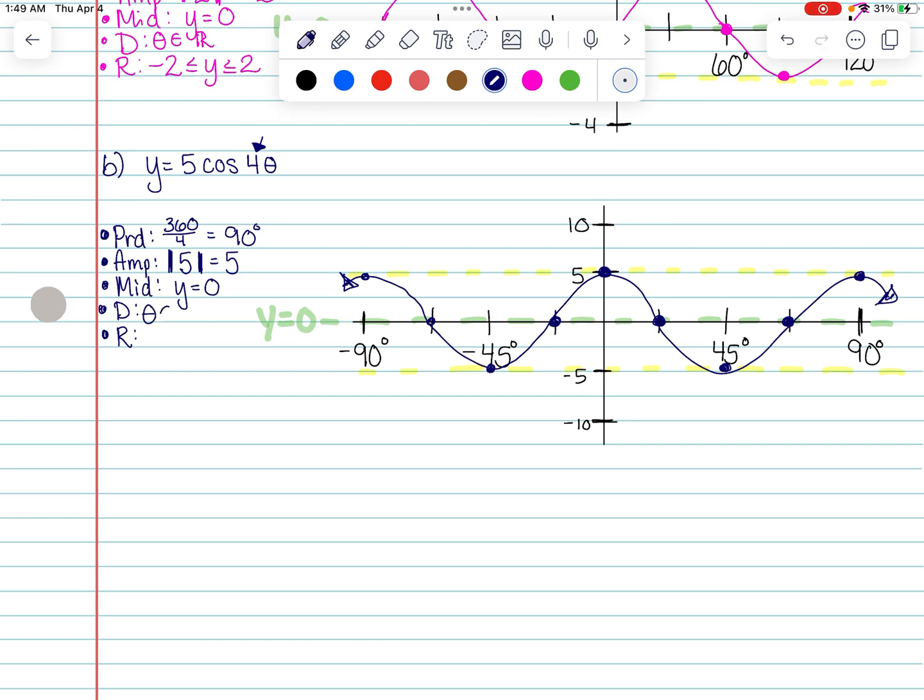Domain and range. Domain for sine and cosine's easy. All real numbers. Range. Start at your minimum, less than or equal to y, less than or equal to the maximum.